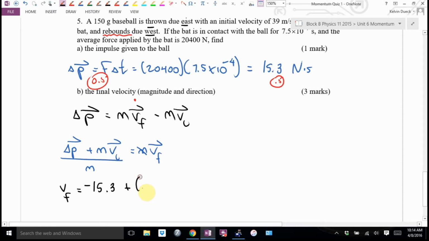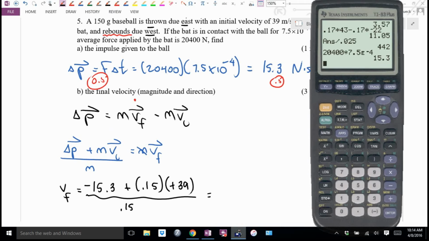Plus, the mass is 0.15. 150 grams is 0.15. V initial, positive 39, divided by 0.15. Nat, is this a fraction? Is there more than one number on the top? Brackets. Hey, is there more than one number on the bottom? Okay, so I don't need brackets there. That plus 0.15 times 39 divided by 0.15. Is that right? No? Yes? No? Okay.